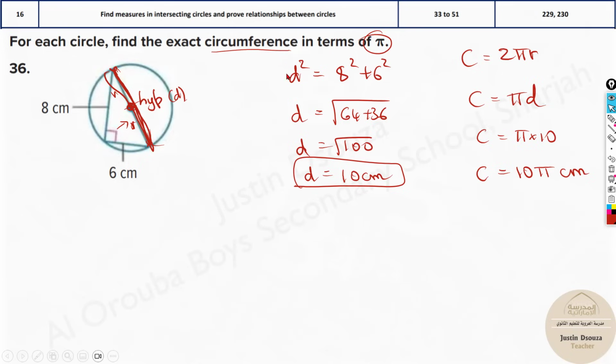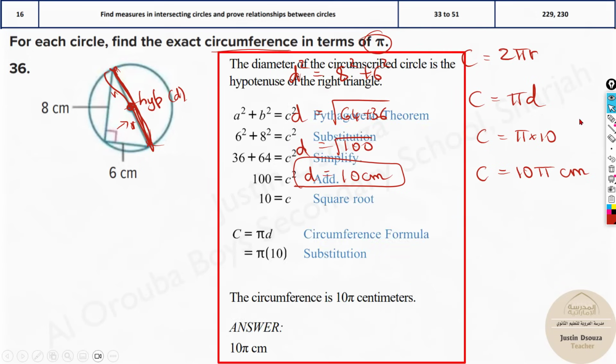That's it. Only the circumference was asked. The exact circumference would be this. If you put it in the calculator, you will get 10 times 3.14, so it'll be 31.4 something. The decimals will keep going on. It's not exact because we would round it off. But they have asked for the exact circumference in terms of pi. This will be the exact one. So it's 10 pi centimeters.